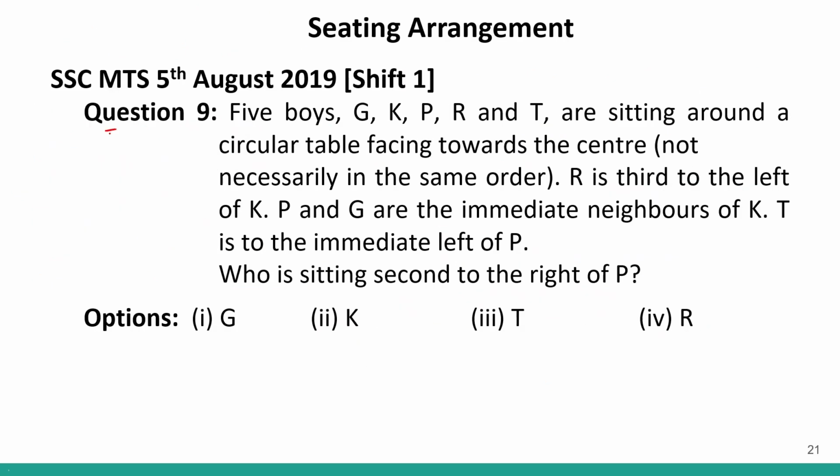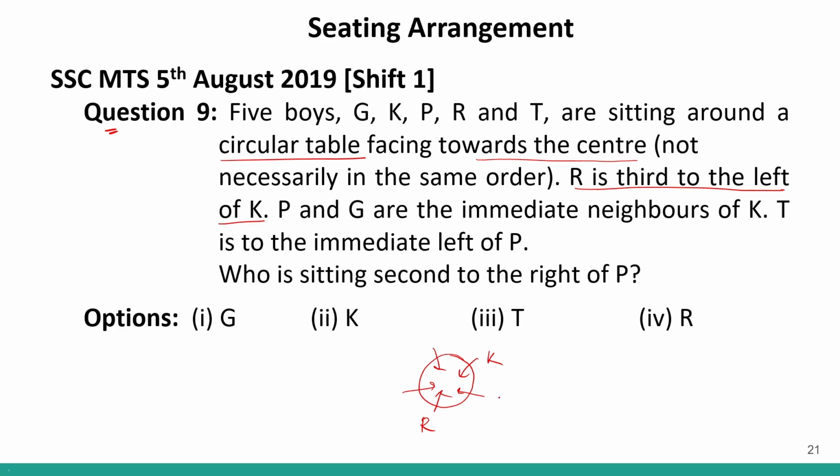Coming to question number 9. Question number 9 says that there are 5 boys, G, K, P, R and T, sitting around a circular table facing towards the center. So 5 boys, 1, 2, 3, 4, 5, sitting around this table facing towards the center, not necessarily in the same order. R is third to the left of K. That means K will sit over here.